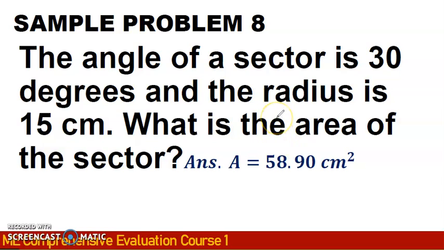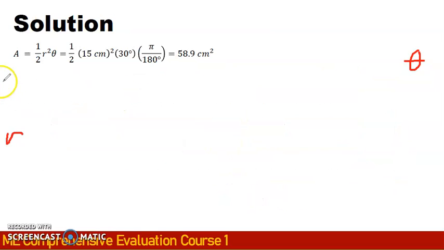The angle of a sector is 30 degrees and the radius is 15 cm. So this is the angle, theta. And then we have radius r is 15 cm. What is the area of the sector? The area of a sector is 1/2 r squared theta.